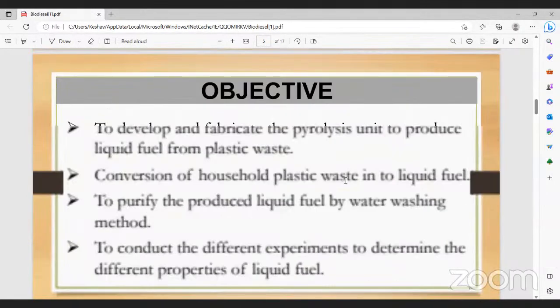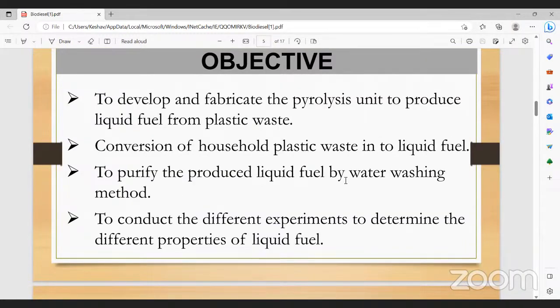Next slide. Objective: to develop and fabricate the pyrolysis unit to produce liquid fuel from waste plastic. Pyrolysis is the heating of an organic material such as biomass in the absence of oxygen. Next, conversion of household plastic waste into liquid fuel. To purify the product, produce liquid fuel by the water washing method. To conduct different experiments to determine the different properties of liquid fuels.